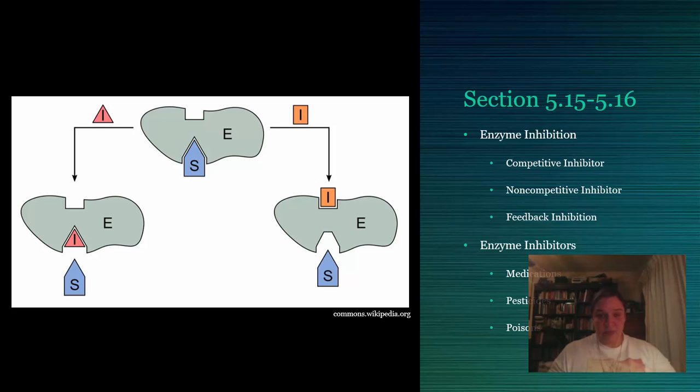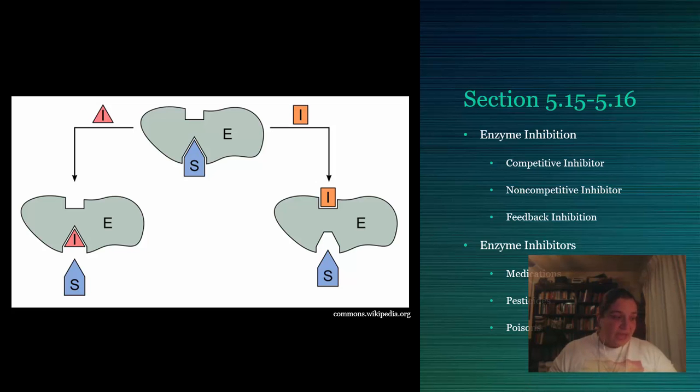Non-competitive inhibitors, like the right side of the diagram, don't bind to the active site. They bind somewhere else on the enzyme, but they change the fit of the active site so that the substrate can't bind there anymore. And that has the same effect of slowing down or turning off the process.